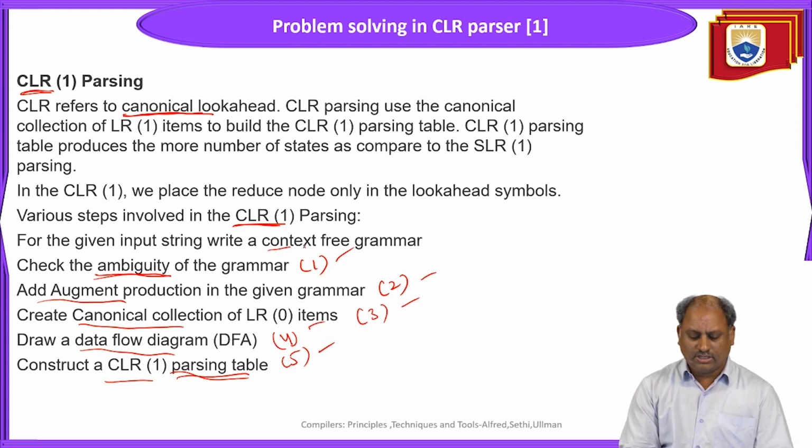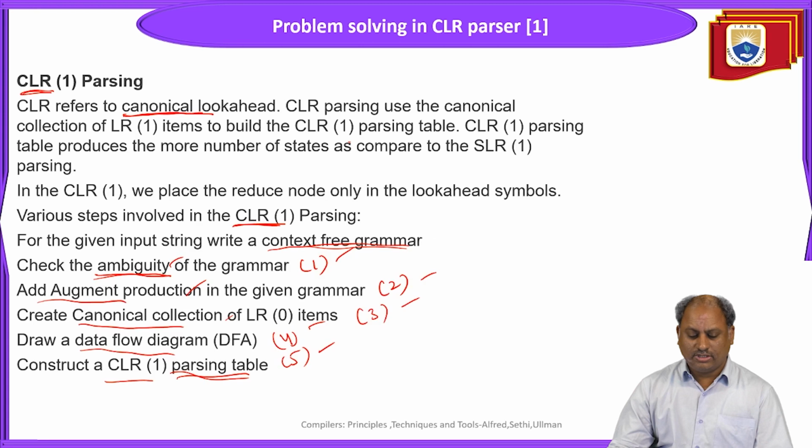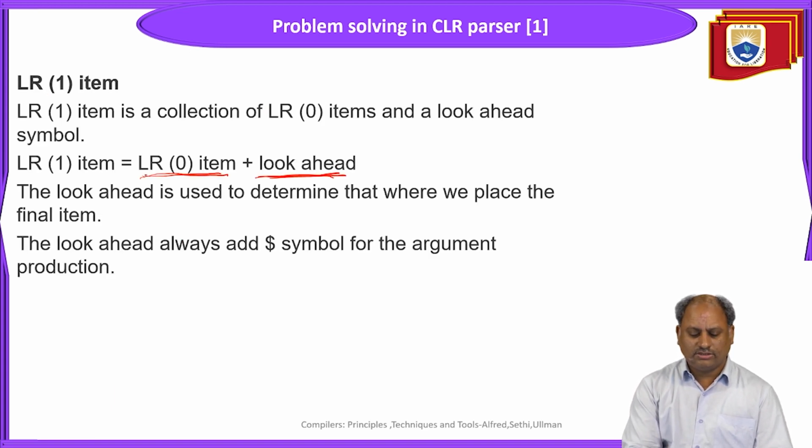First, verify that this context free grammar is free from ambiguity for the given example. We know these steps already, and the canonical collection of LR(0) items can be obtained by implementing LR(0) plus look ahead. The important addition over the previous two parsers is that look ahead is to be implemented. The look ahead can be obtained by writing the LR(0) items with the help of look ahead. That means where the final item is required, we add a dollar symbol for the augment of each production where look ahead is required.